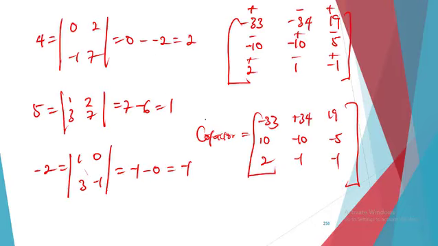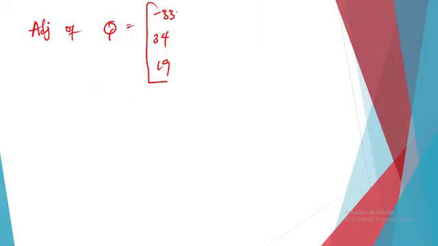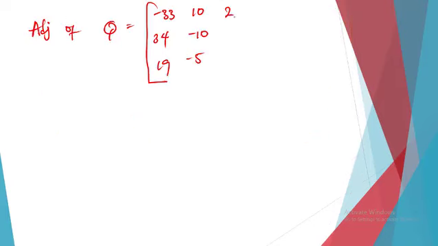The adjoint of Q. The adjoint is the transpose of this, where this becomes the first column, this becomes the second column, this becomes the third column. So we have minus 3, 34, 19, minus 33, 34, and 19. We have 10, minus 10, and minus 5. We have 2, minus 1, and minus 1. Okay, so we found the adjoint.